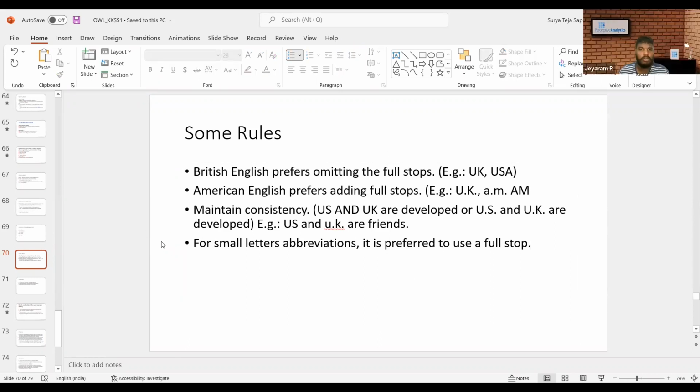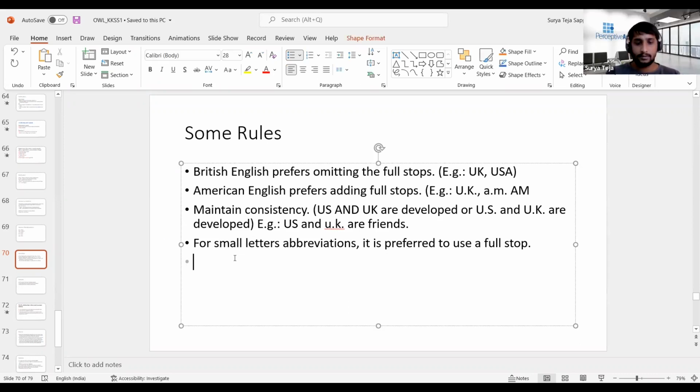So how about names, Surya? Like we have initials, after the initial we'll put a full stop, then we'll write the names. So in a case like that, we are supposed to put full stops.